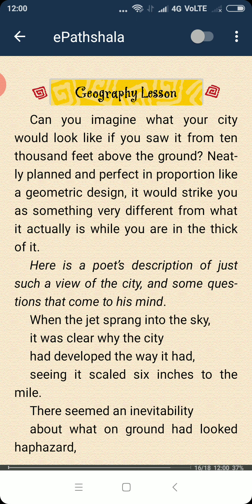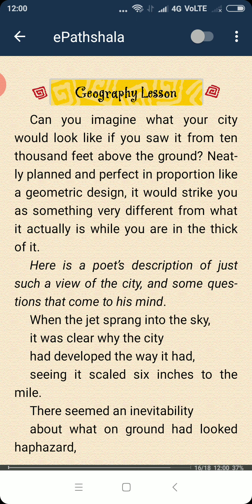Now, in our poem, Geography Lesson, what does Zulfikar Ghose have to say? Let's go through the poem quickly and find out. Now, let me read the poem for you. Geography Lesson by Zulfikar Ghose.